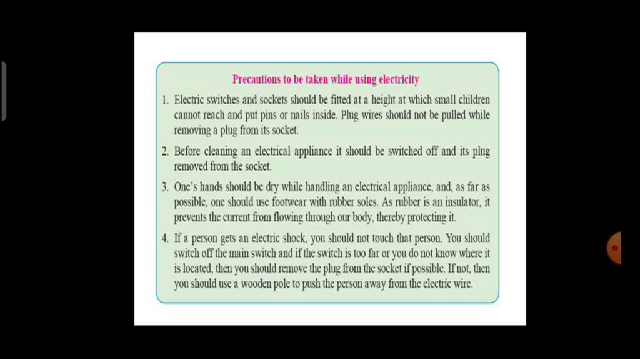So if a person gets an electric shock, you should not touch that person. You should switch off the main switch, and if the switch is too far or you do not know where it is located, then you should remove the plug from the socket if possible. If not, then you should use a wooden pole to push the person away from the electric wire.